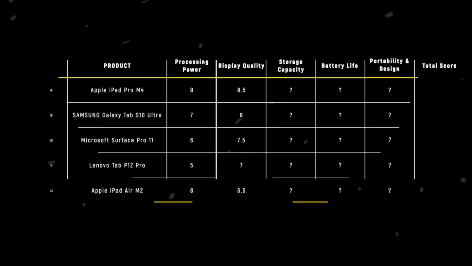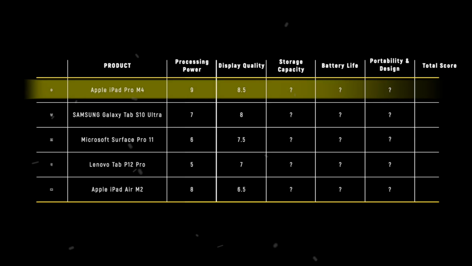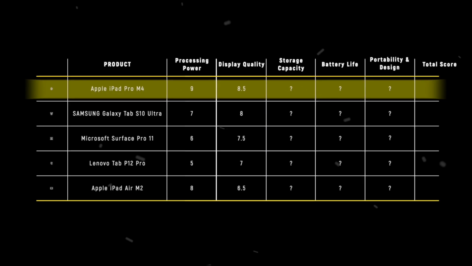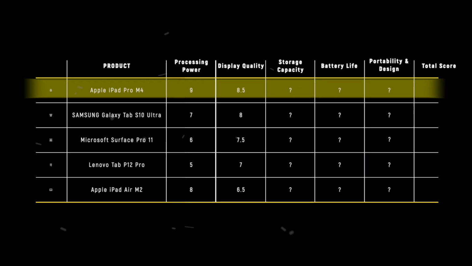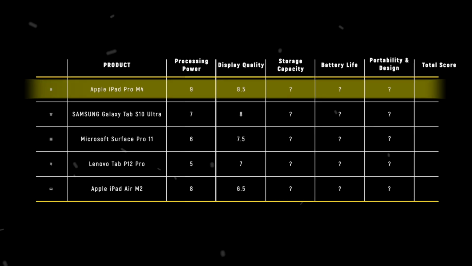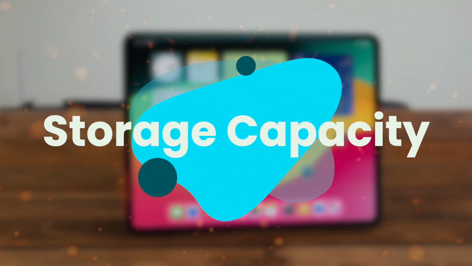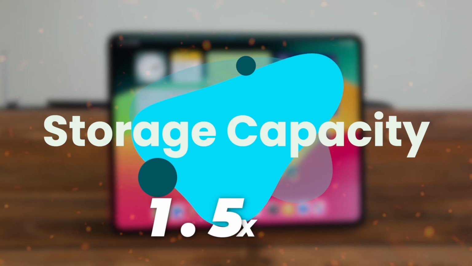The iPad Pro M4 takes the crown in display quality with 8.5 points, thanks to its exceptional OLED technology and practical features, like anti-glare coating, that make it a joy to use in any lighting condition. Next, we are going to compare them on the storage capacity category, which has a multiplier of 1.5.